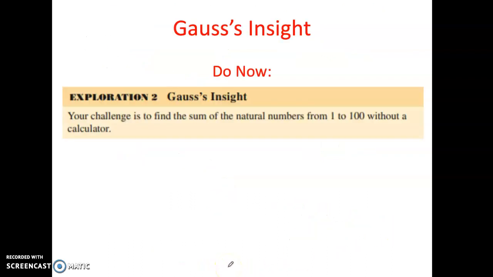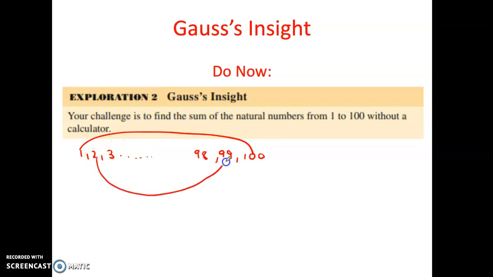All right. Now, we're going to be finding sums of numbers, and we want to find the sum from 1 to 100 without a calculator. So let's do 100, 99, 98. If you add the first and last term, we're going to get 101. If you add the second and second to last term, we get 101. Each pair of numbers, we're going to get 101.